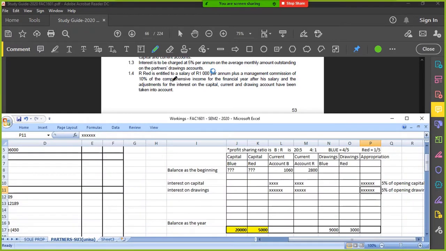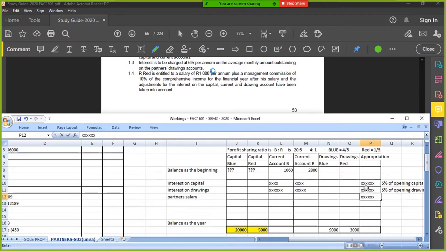Okay, the next one. Red is entitled to a salary of 1,000 per annum plus a management commission of 10% of the comprehensive income for the financial year after his salary and the adjustments for the interest on the capital, current, and drawings have been taken into account. So we have the partner's salary. Who pays the partner's salary? The partnership.